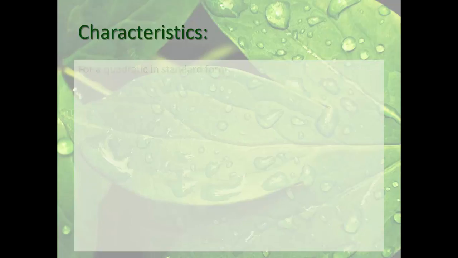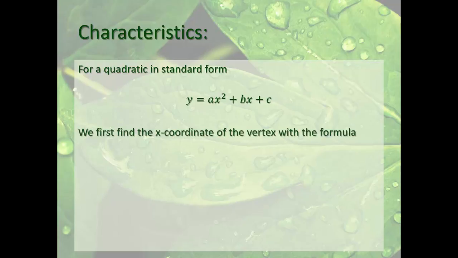And since the axis of symmetry goes right through that point, the axis of symmetry is just x equals h. Now, if it is in standard form, then we're going to have to do a little bit of work. We have a formula that we use to find out where the vertex is, specifically the x component of the vertex. And that is this: x equals negative b over 2a.